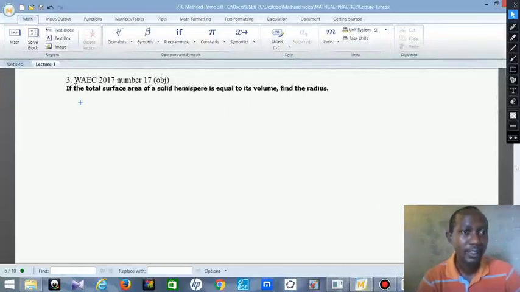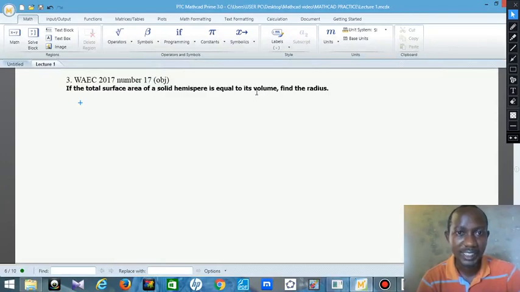One I have. This one is taken from WAEC 2017, number 17. It's an objective question. The question says, if the total surface area of a solid hemisphere is equal to its volume, find the radius. You can see no number is even given in this one, and some students may think it's somehow difficult. They'll say no number is given, what are they going to do? So it's not a difficult one.